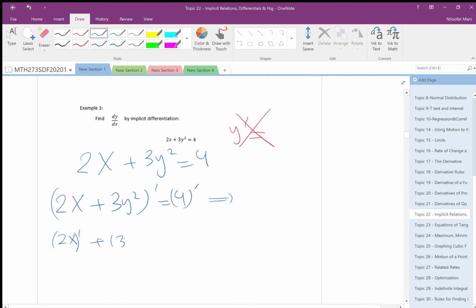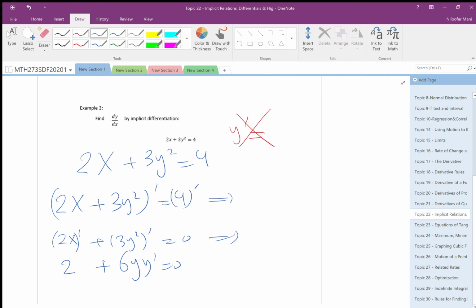So derivative of 2x plus derivative of 3y squared equals 0. What is derivative of 2x? 2 plus 6y y prime equals 0. Remember, think it is x, let's say it is 3x squared.